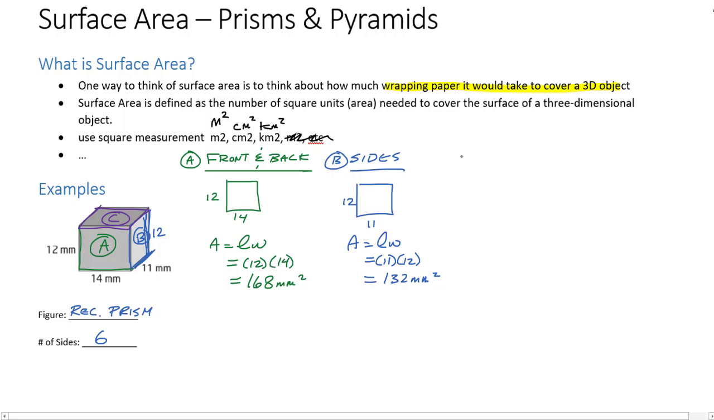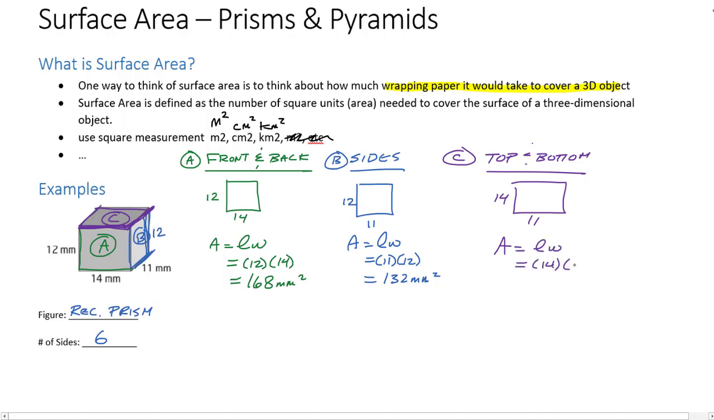And top and bottom we'll just call C, part C. Top and bottom, right? So just find the area of those. Same thing. Well, what are our dimensions for our top and bottom? They are 14 across by 11 deep, so 14 by 11. Area again is just length times width, so 14 times 11 is gonna give us 154 millimeters squared.